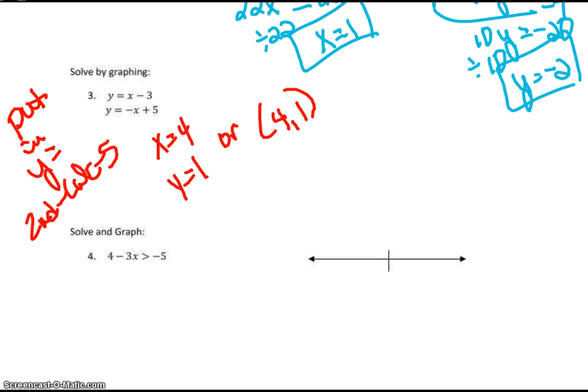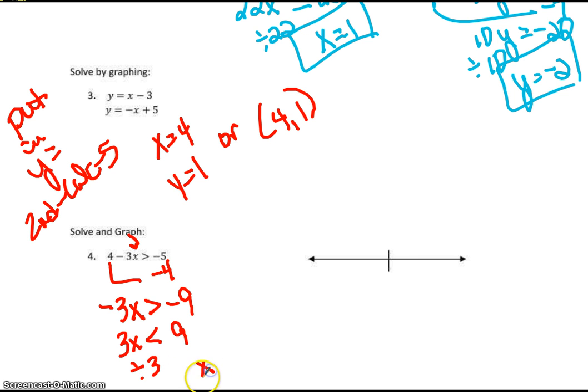Okay, moving to number 4, they want you to solve and graph. You have to start by getting x by itself. So I'm going to bring the 4 over and subtract. So negative 3x is greater than negative 9. I don't want a negative in front of the x, so I'm going to change every sign, including the symbol. So positive 3x, flip the arrow, so it's now less than positive 9. I need to divide both sides by 3, so x is less than 3.